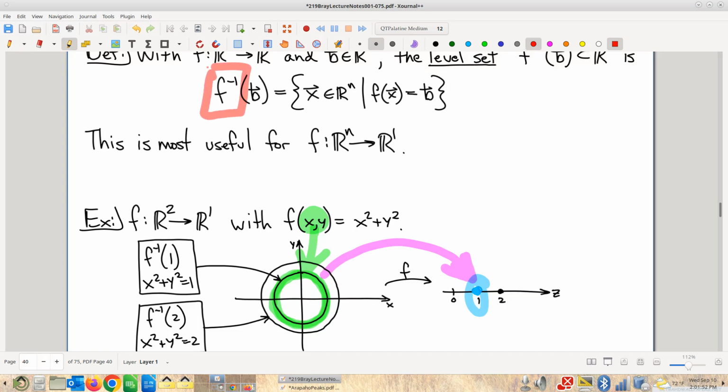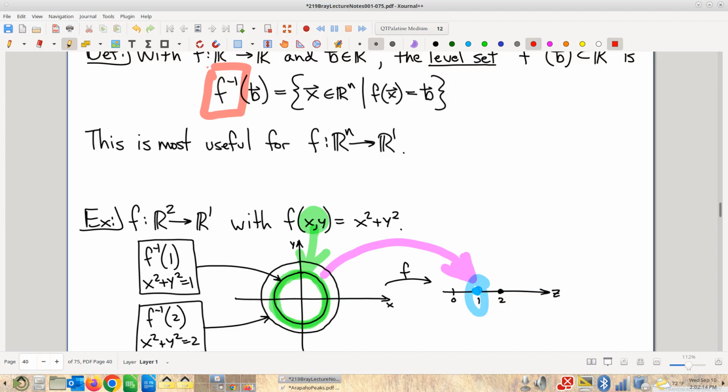By the way, let's talk about this F inverse notation. How does that make sense? Why would I call it F inverse? This function might not even be invertible. This function here is definitely not invertible. It doesn't have an inverse. How can I talk about its inverse? Okay, so it's just not what this means.